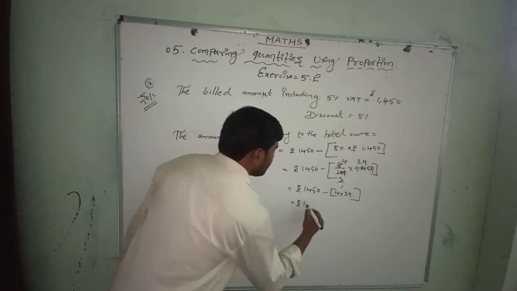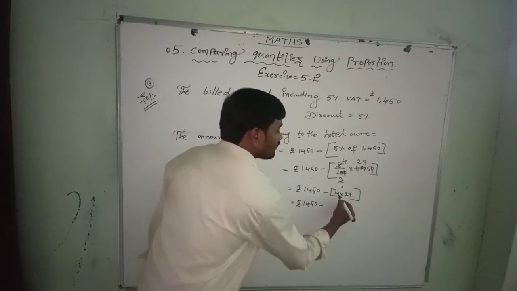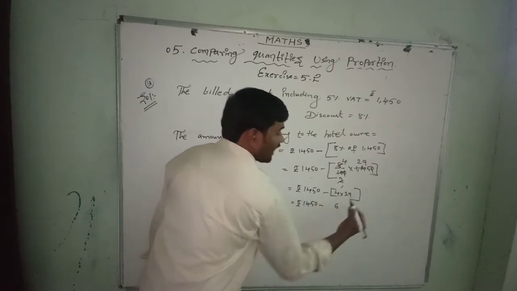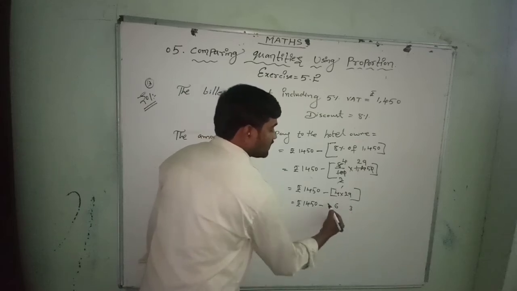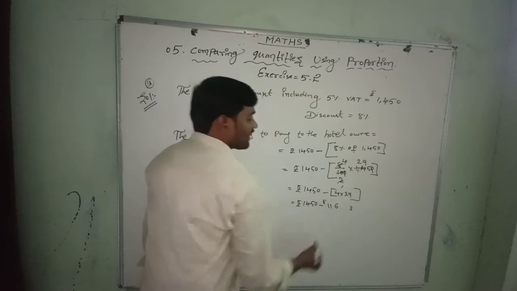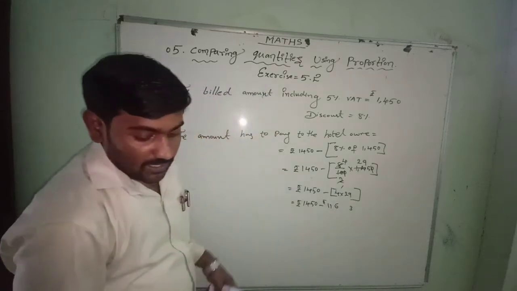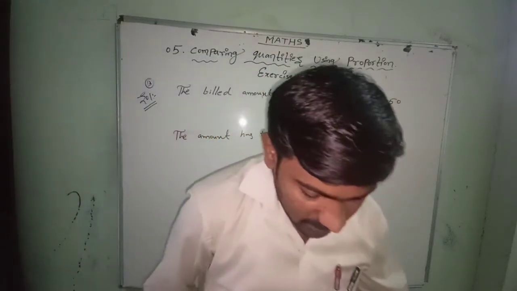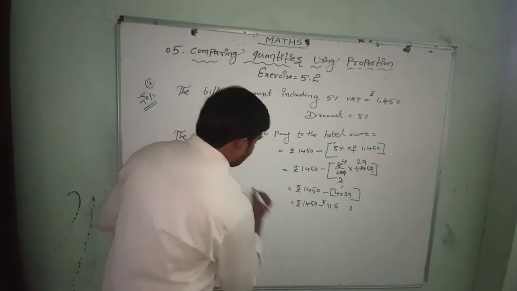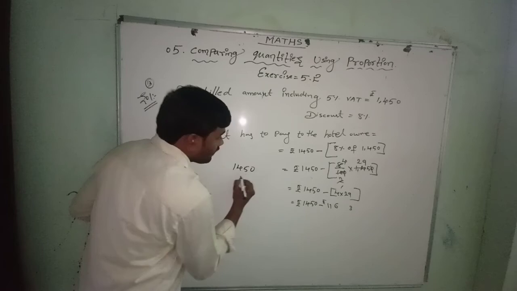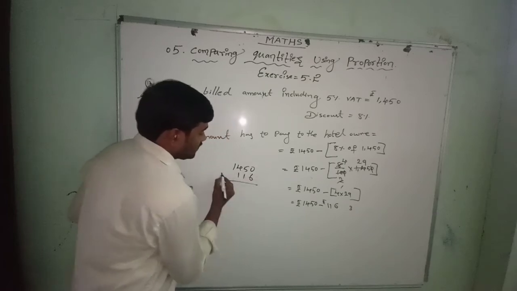That is rupees 1,450 minus 4 9s are 36. 3 carry. 4 2s are 8 plus 3, 8 plus 3 is 11. So rupees 116 you got less. That means you got rupees 116 less. So she has to pay 1,450 minus 116.